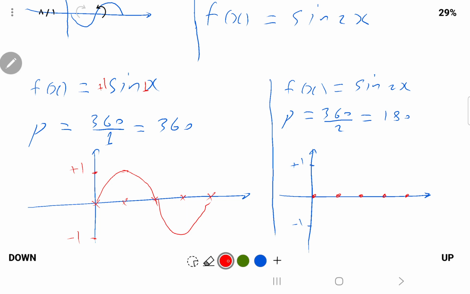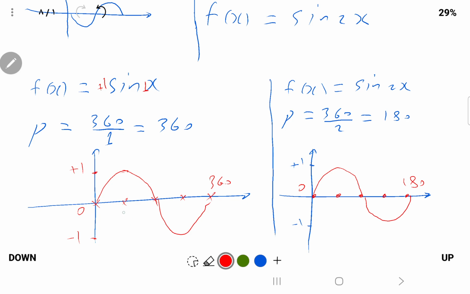But now, it was from 0 to 360. Now it becomes from 0 to 180. And there is no change in the shape of the graph. So it's the same thing, but the only change we have is in the period.